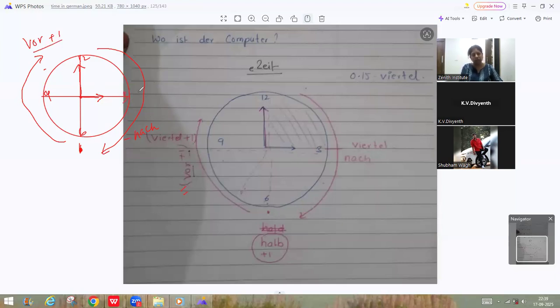Now at 3 place, you have to write Viertel. Viertel means actually quarter, 15 minutes. And then at 9, you have to write Viertel plus 1. And at 6 place, you have to write halb plus 1. This is how you have to draw this. We will understand how we are writing this, why we are writing.